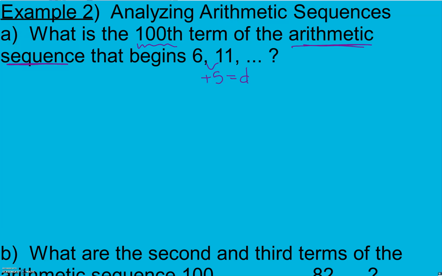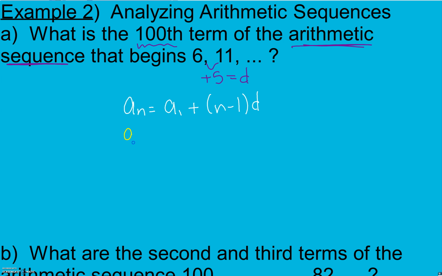So we have two options for formulas here. We can use the explicit formula or the recursive. And remember, with the recursive formula, we have to repeatedly add that common difference. And I don't want to sit here and add 5 100 times. So instead, I'm going to use the explicit formula, because in our explicit formula, we can find the exact value of any term right away. So remember, our framework here is a of n equals our first term plus n minus 1 times our common difference.